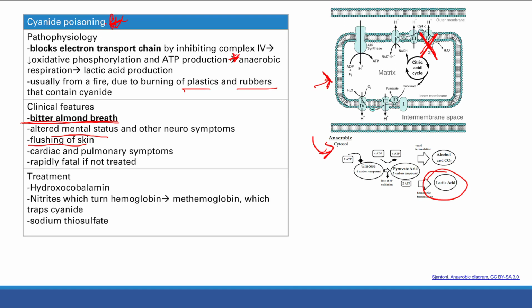The way you treat this is with a combination of options. Give them hydroxycobalamin. This binds the cyanide and helps excrete it. Nitrates or nitrites: remember, what do nitrates do to hemoglobin? They turn hemoglobin into methemoglobin, and methemoglobin will trap cyanide so you can get rid of it. Finally, sodium thiosulfate detoxifies cyanide. So all of these help you get rid of cyanide: hydroxycobalamin, nitrates, and sodium thiosulfate.